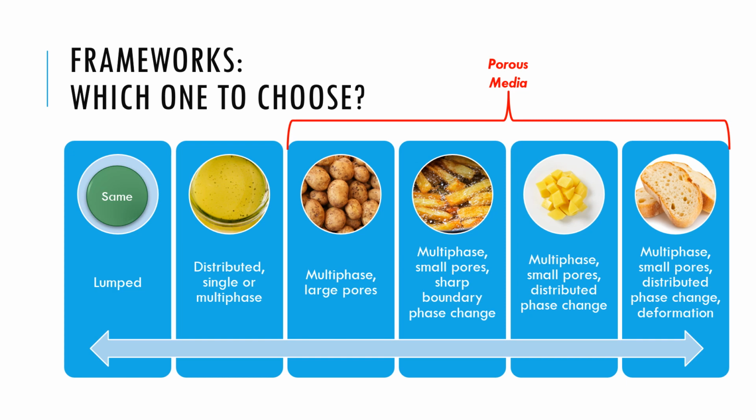The frameworks go from the simplest, like a lumped parameter, to maybe more involved, like a single or multi-phase but distributed model, all the way to multi-phase porous media with phase change and deformation, like that would be needed for bread baking. So which one of these frameworks do we choose? This is not very obvious at all, and we should consider a number of factors. So let's look at those factors.